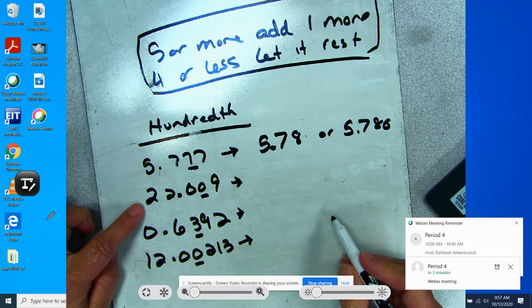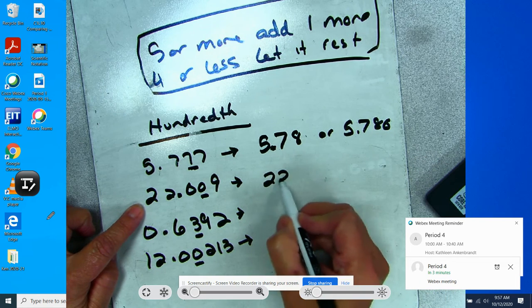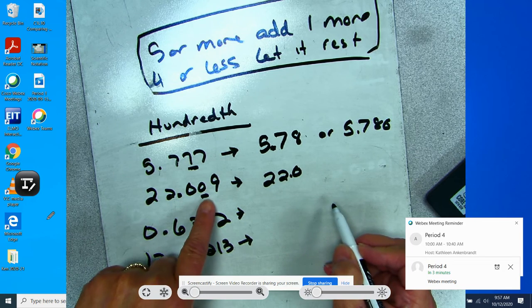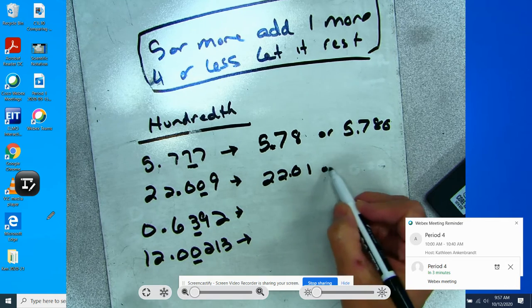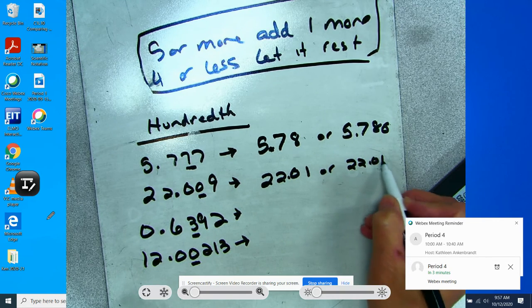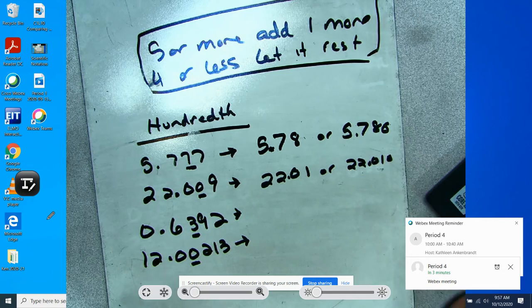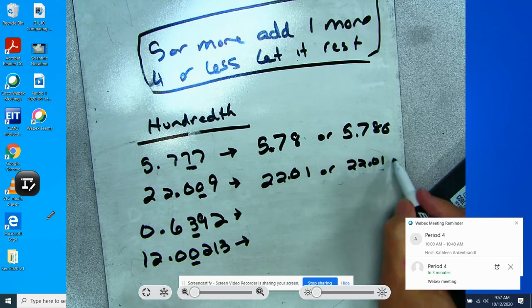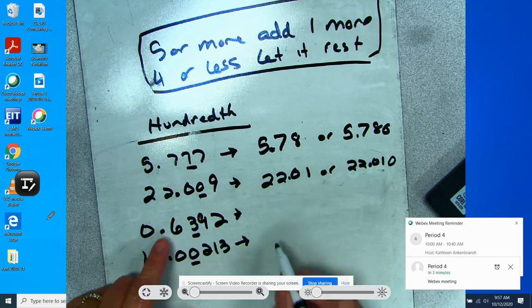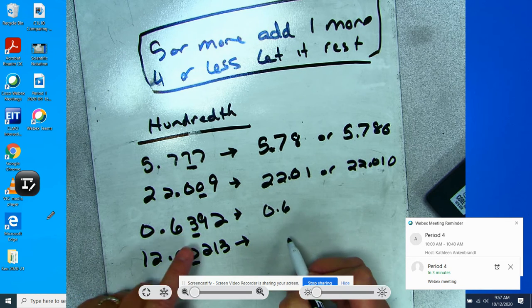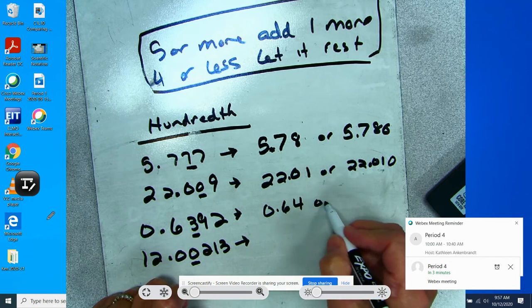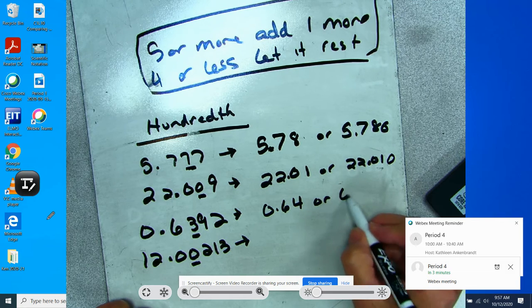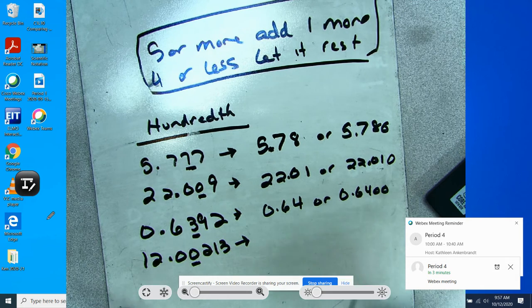5.780. Here, you have your 22.0, and that 9 is 5 or more, so we'll add one more. You could also make this 22.010. Again, the zeros on the end really are quite useless. Here we have our 0.6, we're at 3. The 9 is greater than 5, so we're going to add one more. So this would be 0.64 or 0.64 with extra zeros.